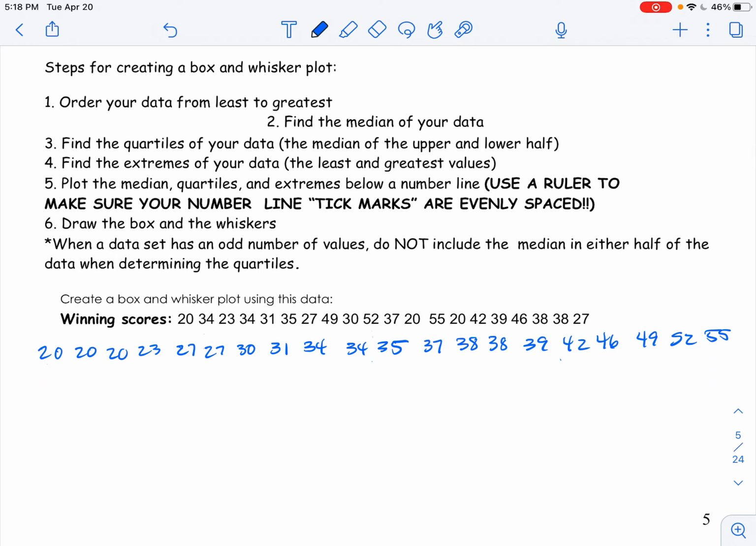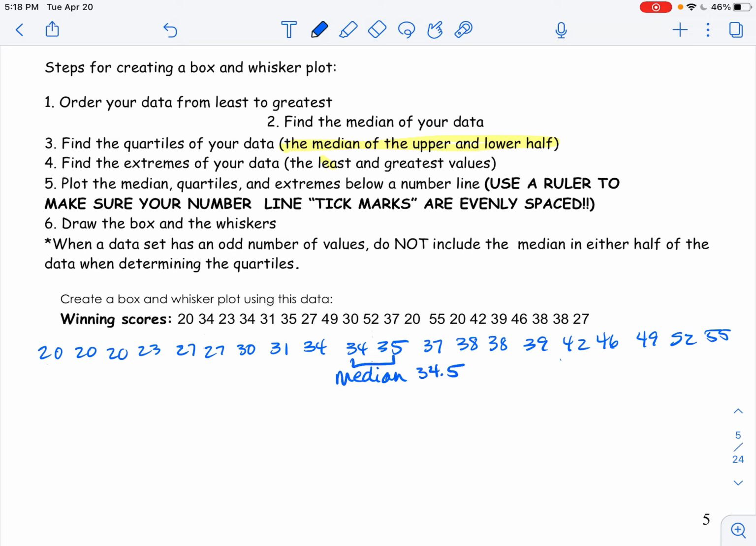So first we order the data from least to greatest, and I've already done that since I already had it from the last example. We're going to find the median, and we know that the median was 34.5. Find the quartiles of the data, the median of the upper half. So we need the middle of the upper and the lower halves.